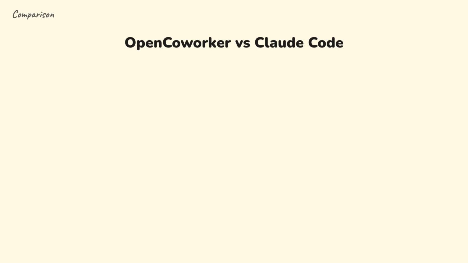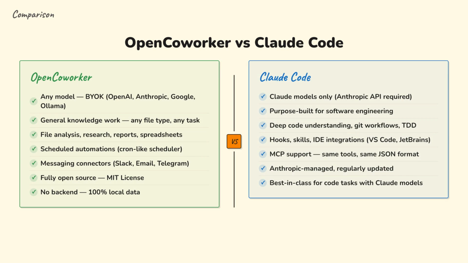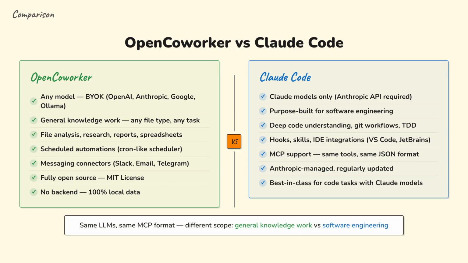Both OpenCoworker and Claude Code are desktop AI agents with file access and tool use, but they're built for different jobs. Claude Code is purpose-built for software engineering. It excels at code understanding, Git workflows, and test-driven development. OpenCoworker is a general knowledge work coworker. It can handle any file type, any task, with any model you choose. The real difference is scope and model flexibility.